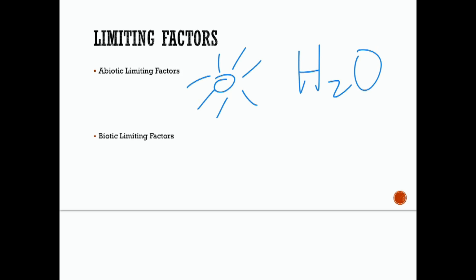Biotic limiting factors, maybe it's a competition for food. Okay, and it can be living food. Think food chains. Okay, so that would be something living, food, that would limit a population size. So competition for food with other predators, or maybe a low reproductive rate. Okay, so these are abiotic and biotic limiting factors.